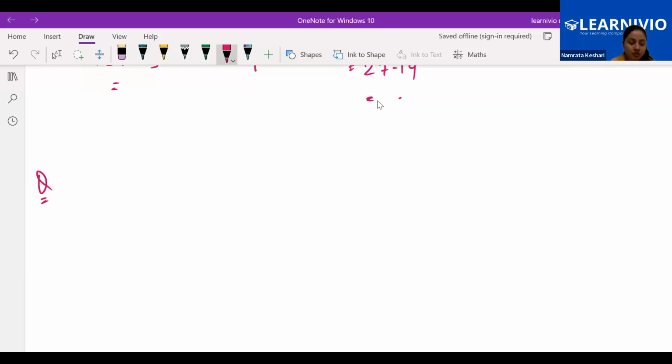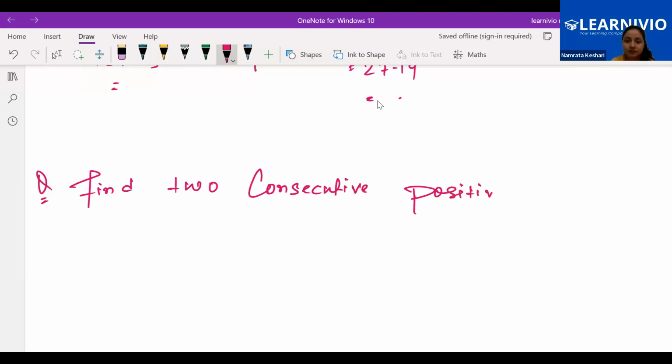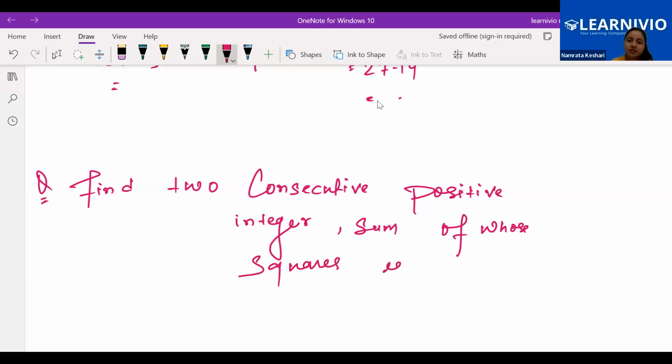Now the question is, find two consecutive positive integers, the sum of whose squares is 365. Find two consecutive positive integers.